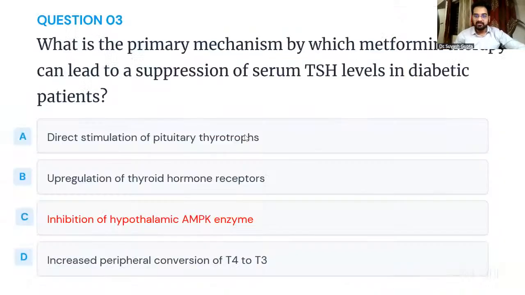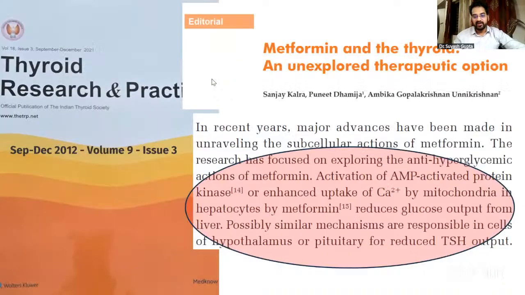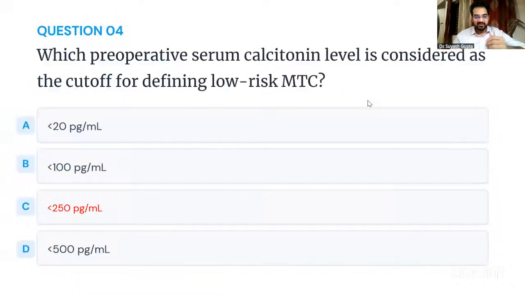Next question was about the primary mechanism of metformin. Usually, if you see metformin in any MCQ, and if there is AMP kinase written there, it might be the answer. Similarly here. Again, in the same journal as I mentioned before, activation of AMP-activated protein kinase or enhanced uptake of calcium by mitochondria in hepatocytes by metformin reduces the glucose output from liver, hence leading to the answer of this question.